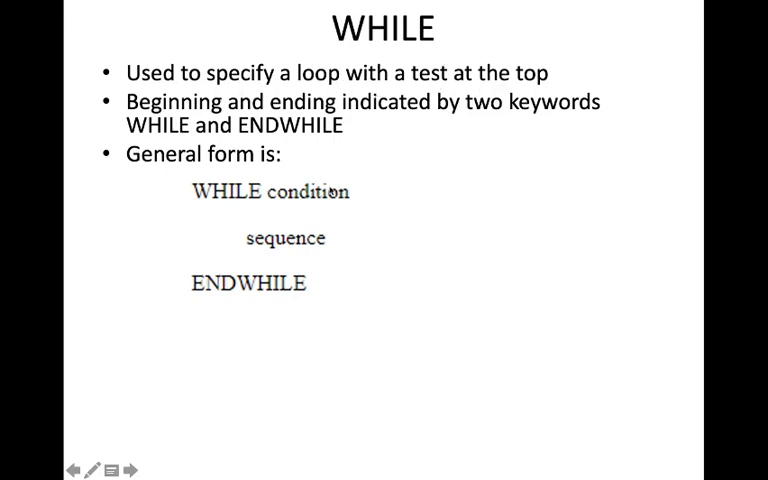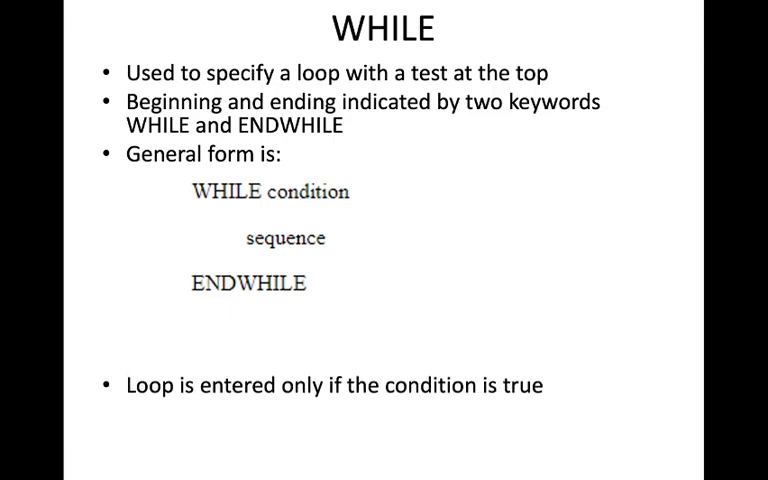Initially itself we will be testing the condition. If the condition is true, all these sequence statements will be executed. And again, when it reaches here, it will check whether the condition is true. If it is true, again it will repeat this action. So it is looping. It will continue until the condition becomes false. When the condition becomes false, it will go to the next statement after end while.